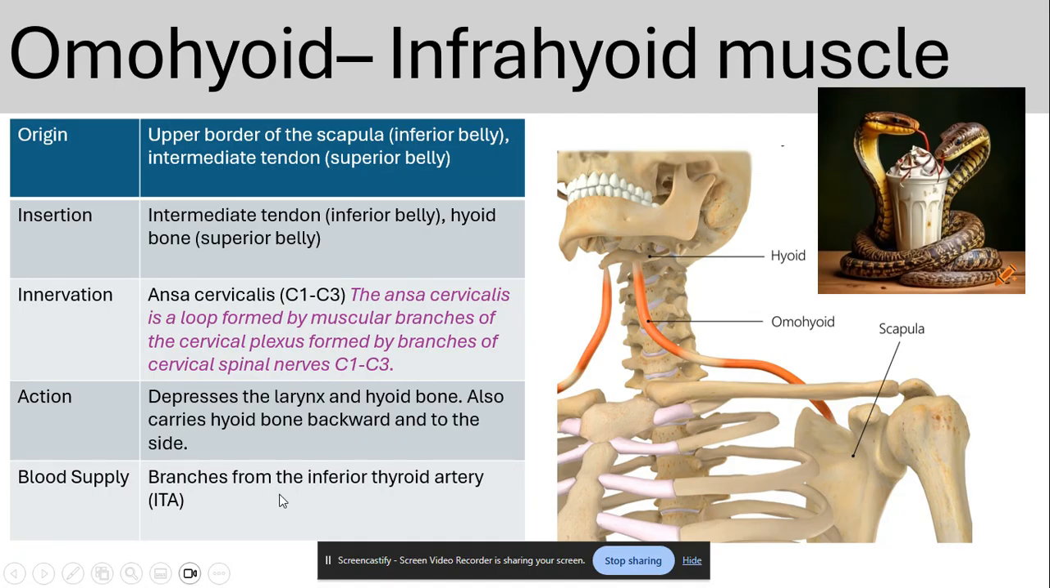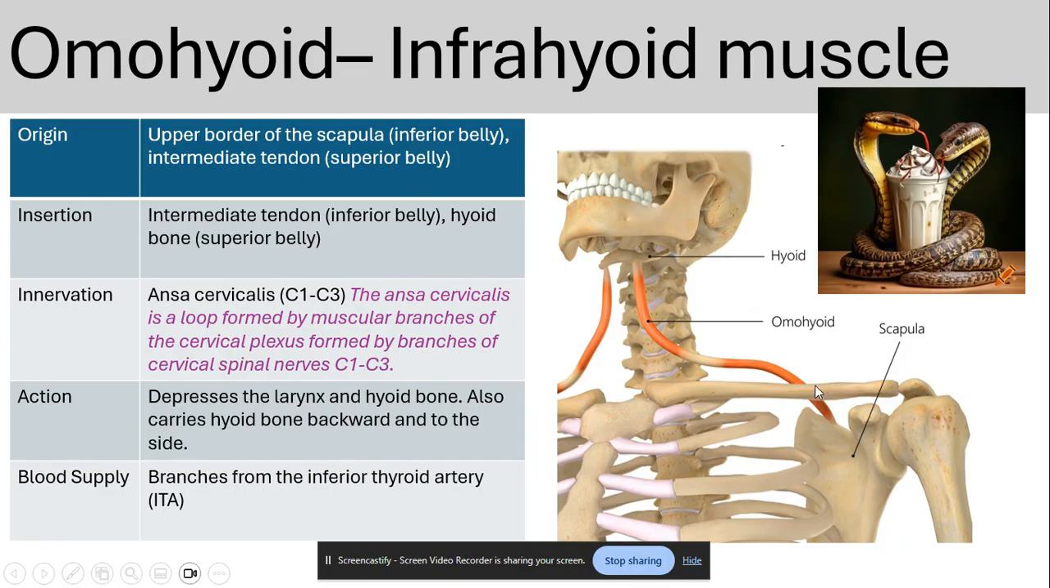Blood supply is ITA, branches from the inferior thyroid artery. Alright, so that's ITA. Innervation is C1 to C3, and blood supply is branches from the inferior thyroid artery. Alright, so you can actually remember it like two snakes.